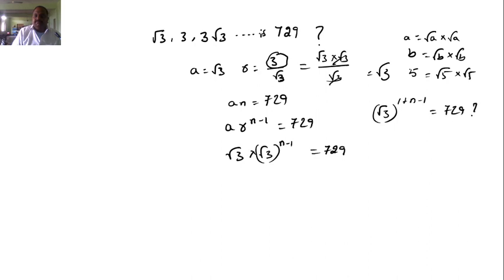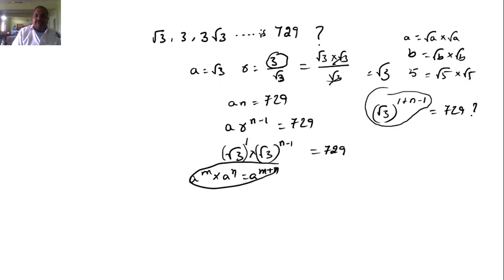Why? This one: laws of indices, a power m into a power n is equal to a to the power of m plus n. Here let root 3 be a. So root 3 power 1 into root 3 power n minus 1, a power m into a power n is equal to a power m plus n. Here minus 1 and plus 1 cancel. We will get root 3 whole to the power of n is equal to 729.